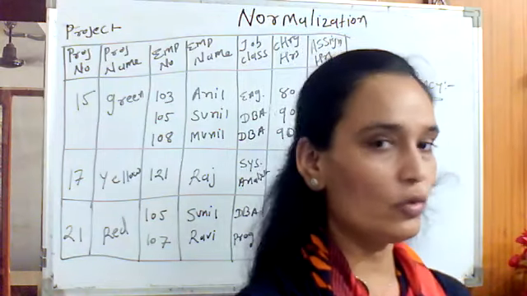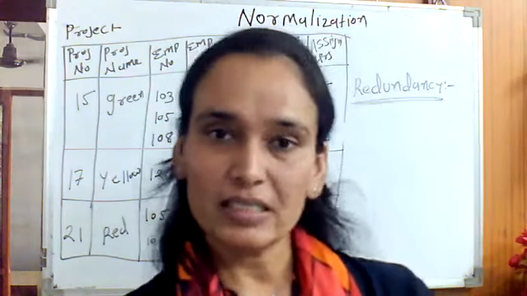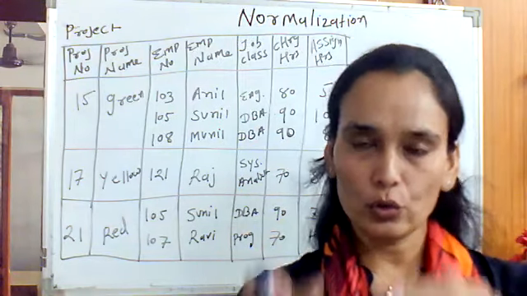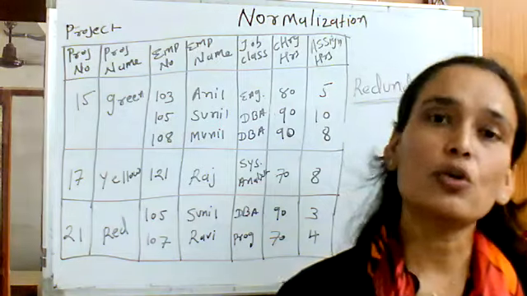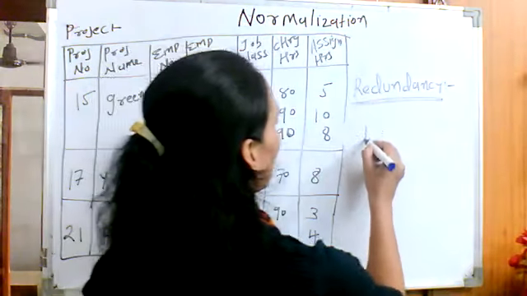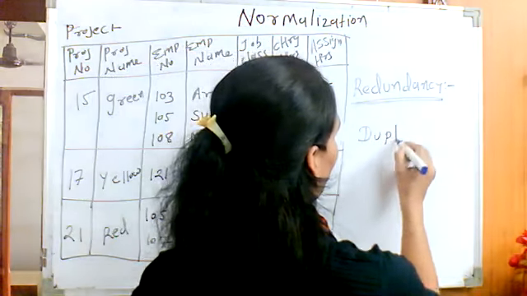First of all, what is normalization? Normalization is organizing your data into related tables to reduce redundancy. First of all, what is redundancy? Redundancy means duplicate data.